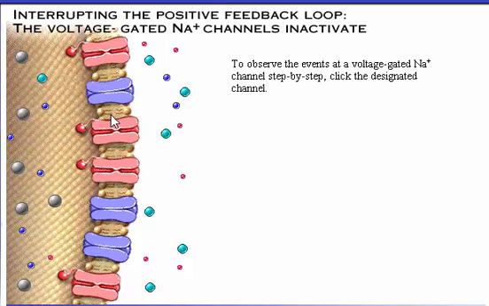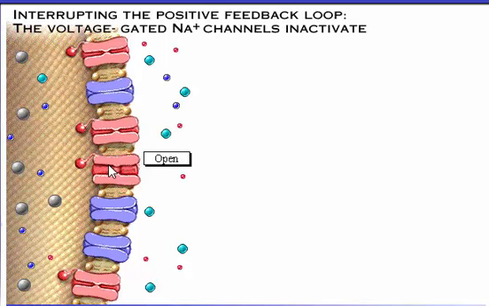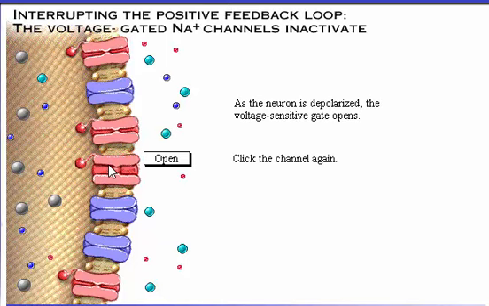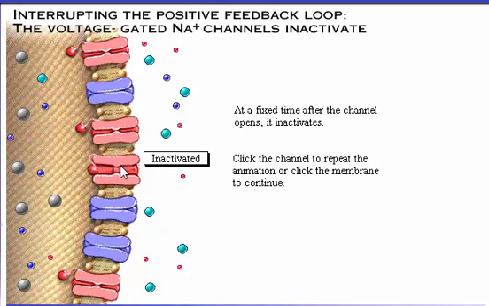To observe the events at a voltage-gated sodium channel step by step, click the designated channel. At the resting membrane potential, the voltage-sensitive gate is closed. Click the channel again. As the neuron is depolarized, the voltage-sensitive gate opens. Click the channel again. At a fixed time after the channel opens, it inactivates. Click the channel to repeat the animation, or click the membrane to continue.